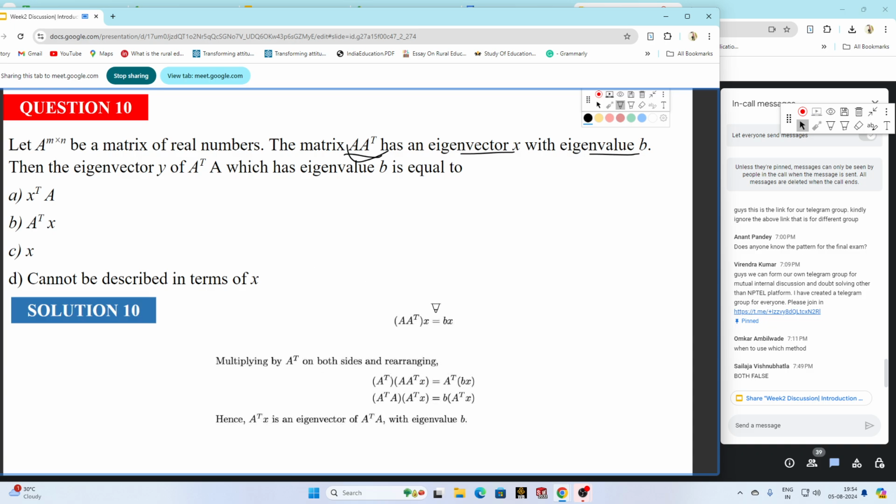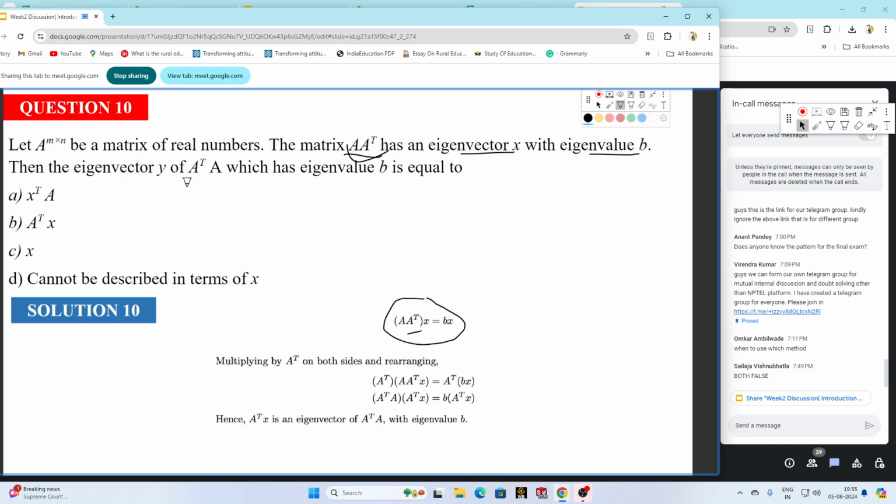So how will we solve this? We know a matrix times its eigenvector is equal to eigenvalue times eigenvector. This is a property of matrices. Now how do we solve it? We will multiply A transpose on both sides, and when we multiply by A transpose, we get A transpose times this thing equals A transpose times bx.